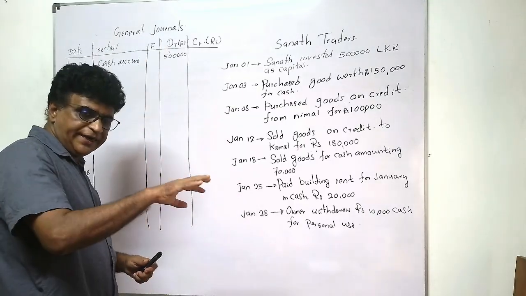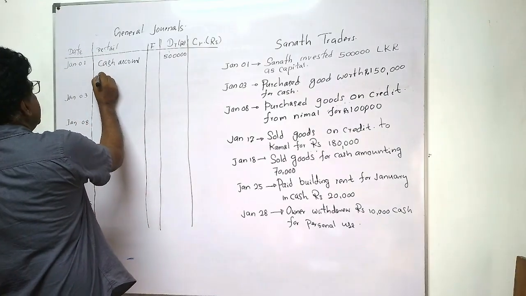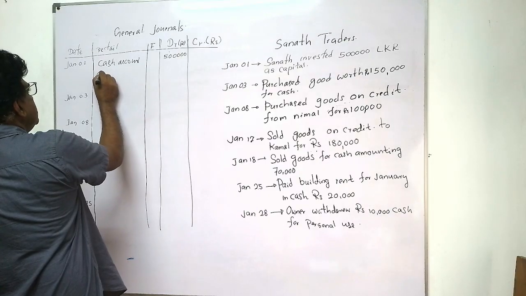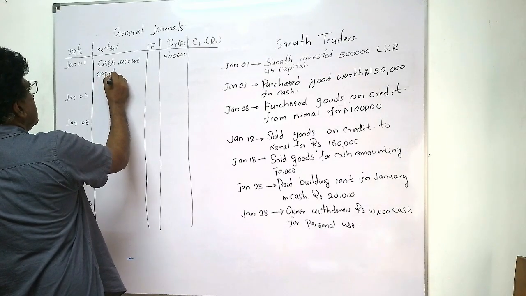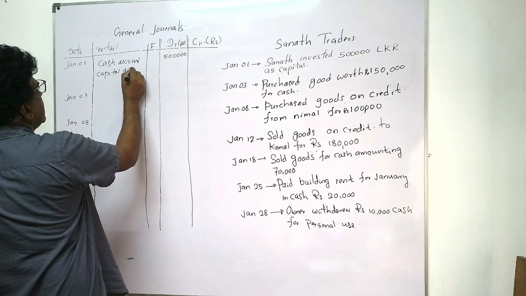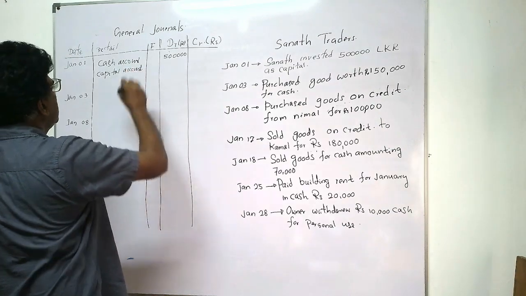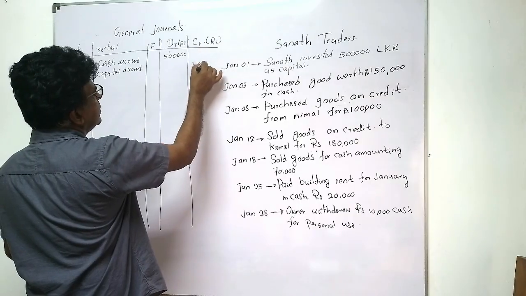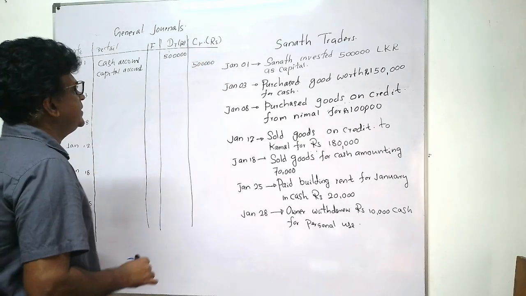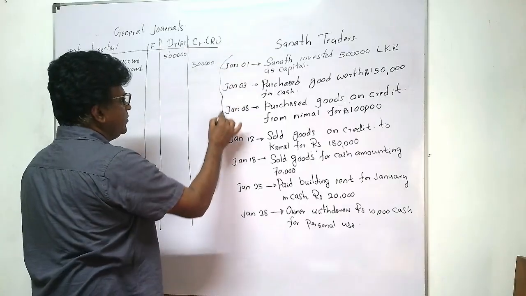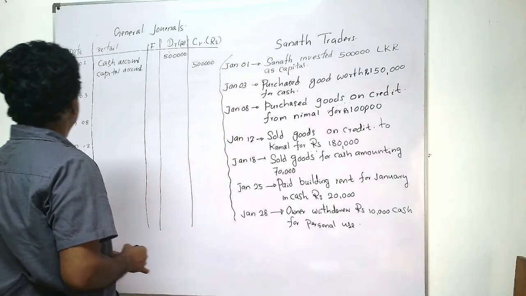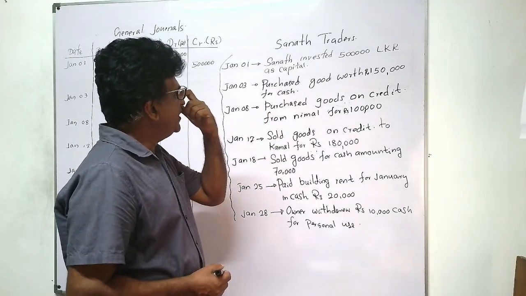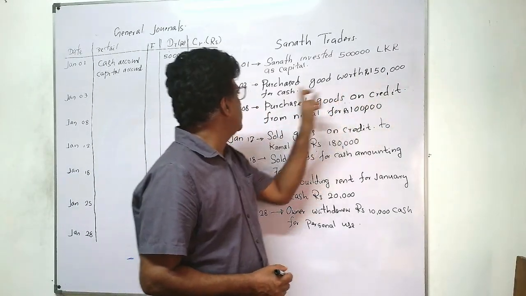Then what is the account we have to credit? We can credit the capital account. Then that goes to the credit column. Alright. January 3rd, there is another transaction. Purchase goods worth 150,000 for cash.